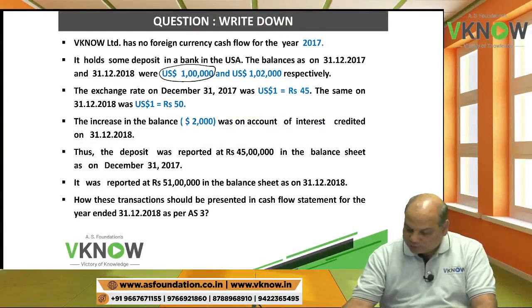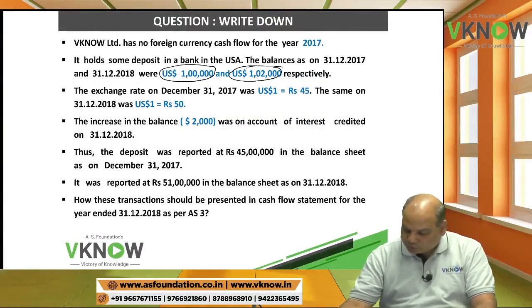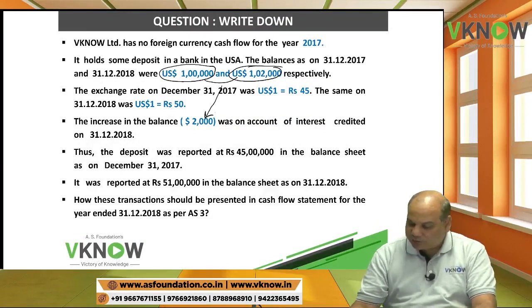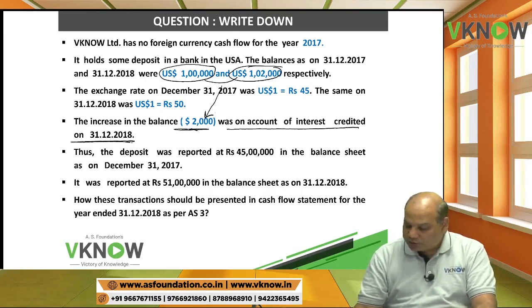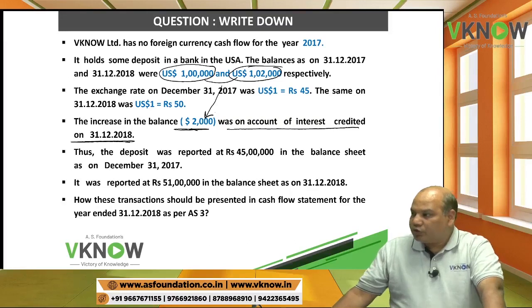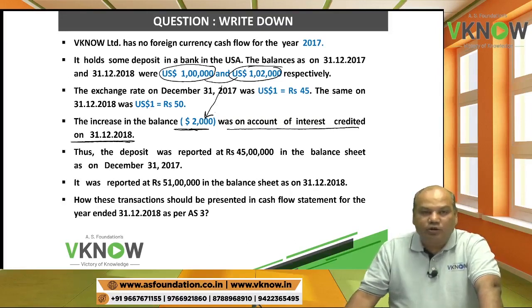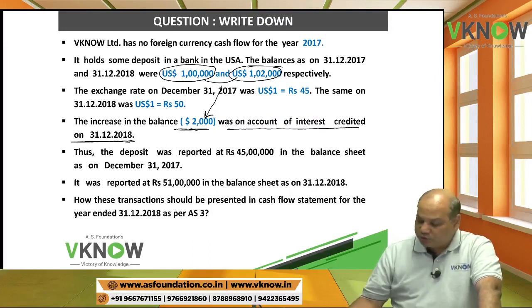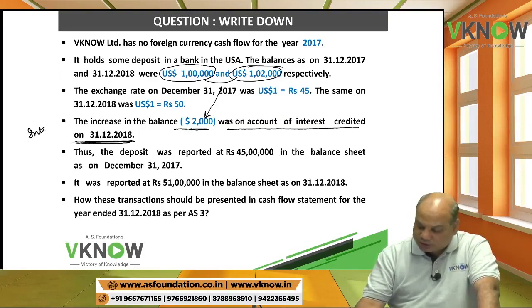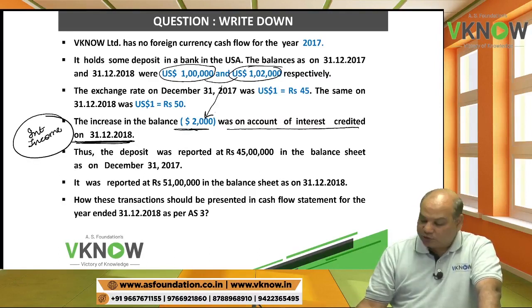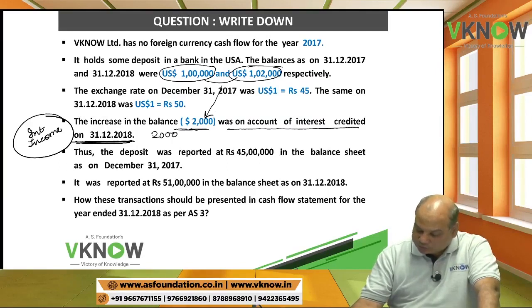It was 1 lakh and it is 1 lakh 2000. So your question can be, why is there an increase? The answer for that is, the increase in the balance was on account of interest credited on 31/12/2018. So this is your interest income, $2000.